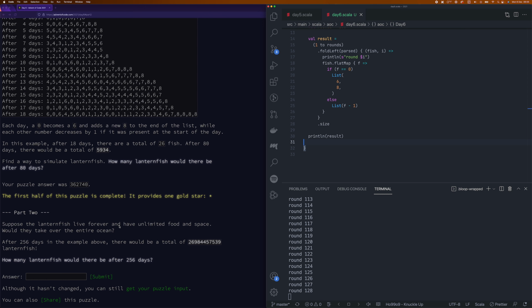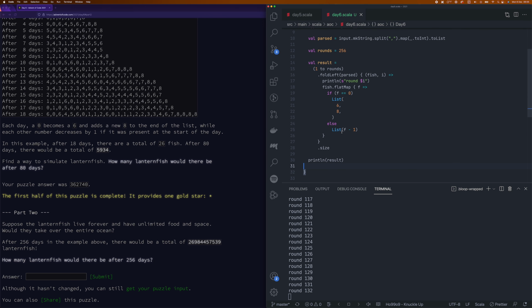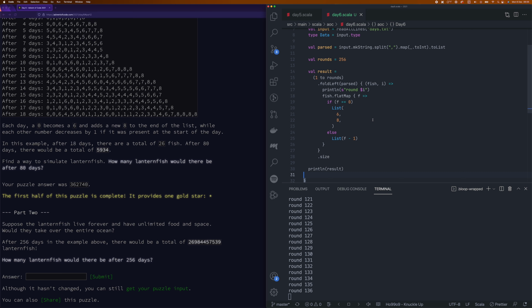In this naive solution, I would only get to round 140, but this was nowhere near 256, and we were already going so slow that, as far as I know, it would take ages. And what I've heard from others is that it will also blow my memory, because I don't have this much memory to fit all this fish into it.